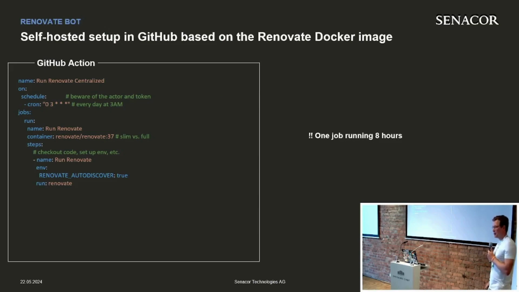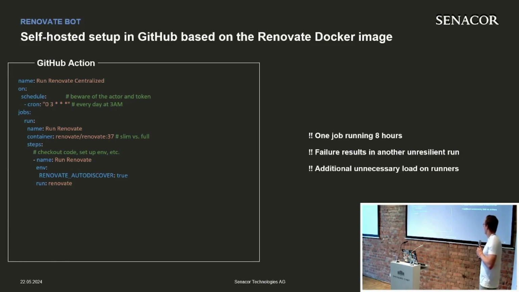But now one job is running 8 hours. And if one repository fails, no repository after that is processed. And of course, that creates additional unnecessary load on your runners, because if you want to restart that job, it will start in the beginning and then run for 8 hours again. And fail again, so we will not win anything.